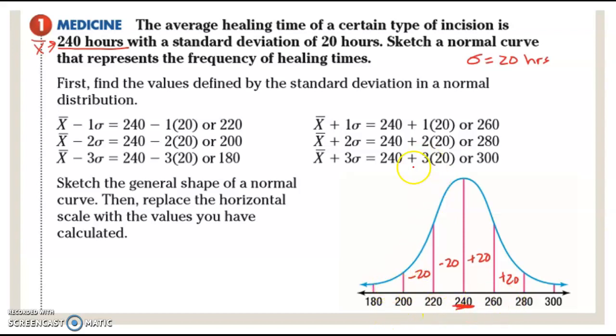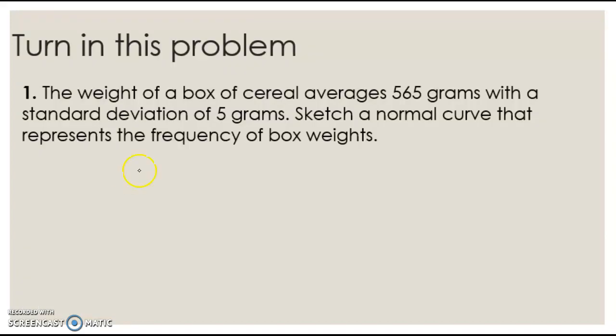Okay. And then for 3 standard deviations, you're doing it yet again. Taking off 60 from here, which is 180. Or adding 60, which is 300. You can do it 20 at a time that way. But that is how you sketch a normal curve with the values that are given in the problem. So here's your first problem that you'll be turning in.